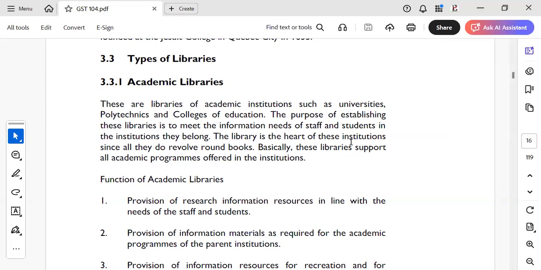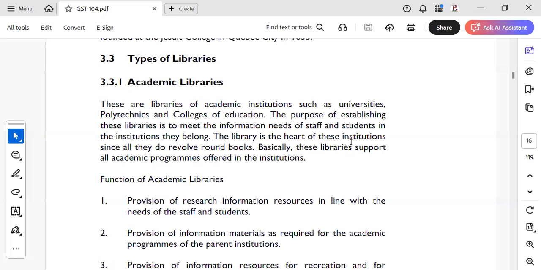So once they are asking you questions about a library that deals with institutions, you should know they're talking about academic library. We have school library, so don't mix them together. Stay at the university, college, and polytechnic level. We're talking about academic libraries. The main duty of academic library is to meet the needs of staff and students of the institution they belong to.